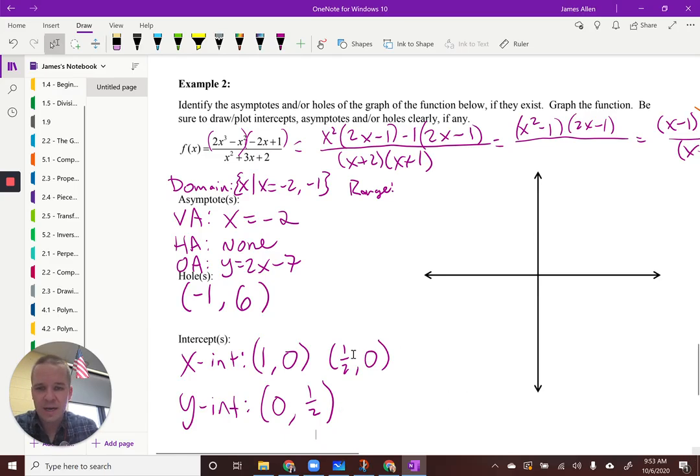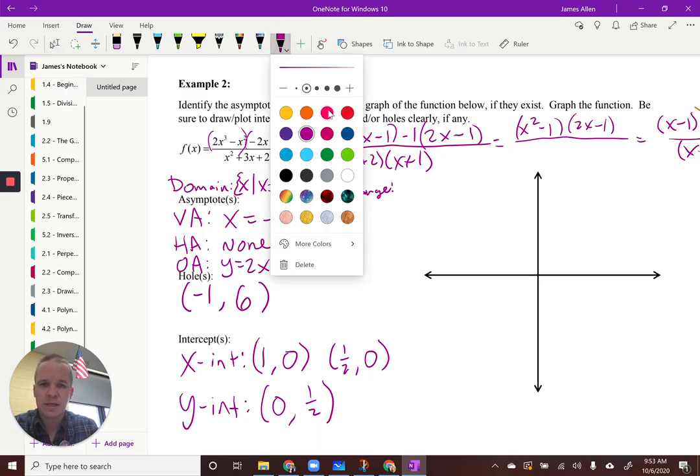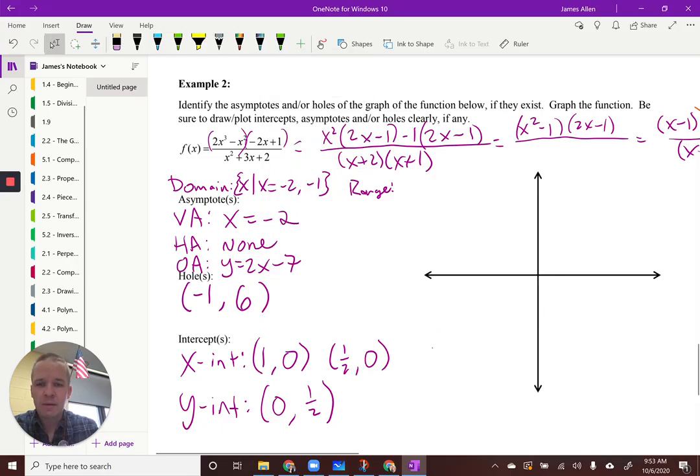So let's see. I like to set up my asymptotes first. I'm going to do asymptotes in a different color. How about light green? That sounds lovely. So I've got y equals 2x minus 7, and I've got the -2. I'm going to throw a few tick marks on here. I'm going to pause the video real quick. All right, here we go.